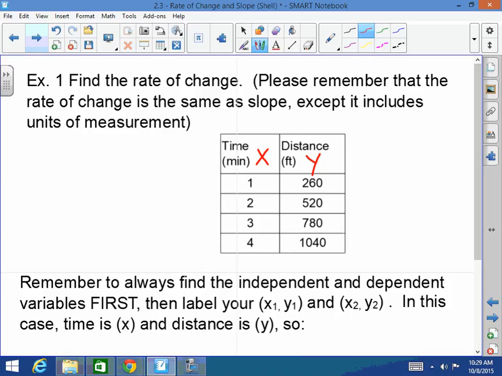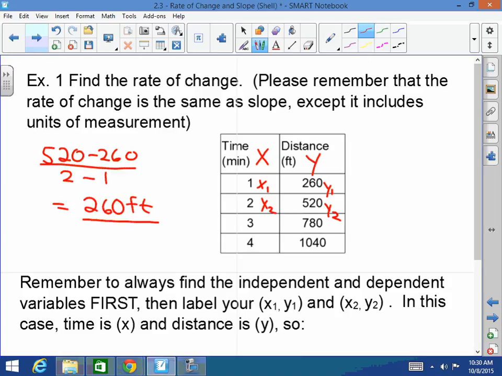Label, label, label. x1, y1, x2, y2. Let's find my rate of change. y2 minus y1 over x2 minus x1. This equals 260 feet every 1 minute. What on earth does this mean, though, Mr. Morrow? That means that in this particular situation, you are increasing 260 feet every single minute.